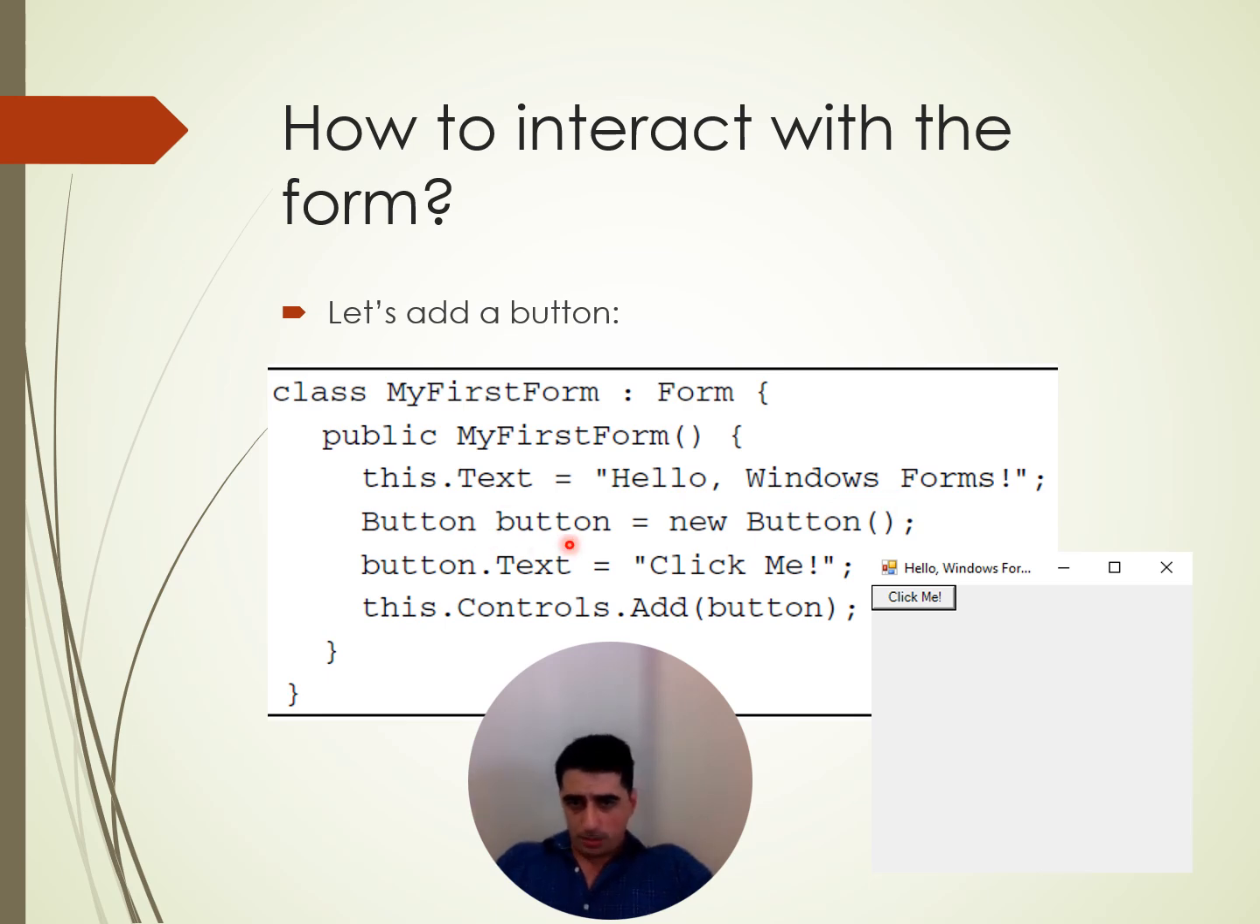And then you can create a new button. That's a new button object, let's call it button. And then button.text is click me. That means your button, when it appears on the screen, has a click me label on it. And then I will do this.Controls, which is basically a collection of all controls on this form, dot Add button. So this line is going to add the button on the form, and that's exactly what we were looking for.